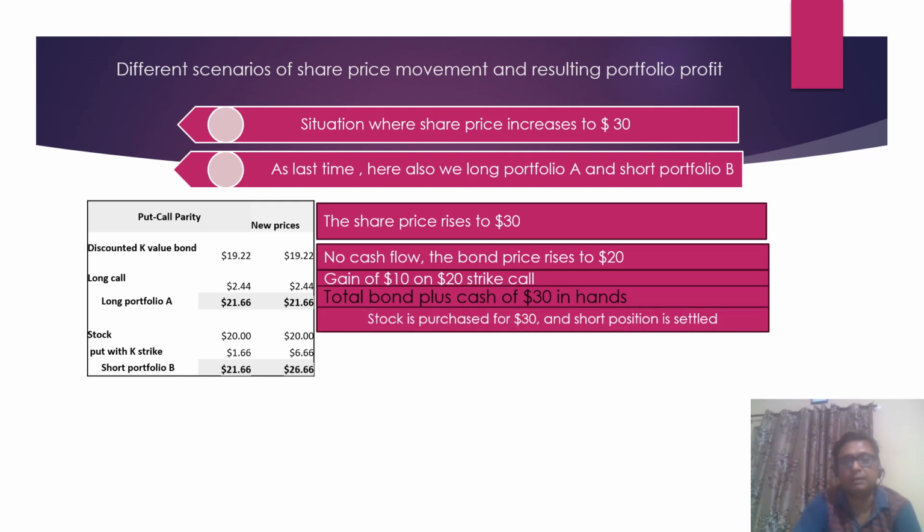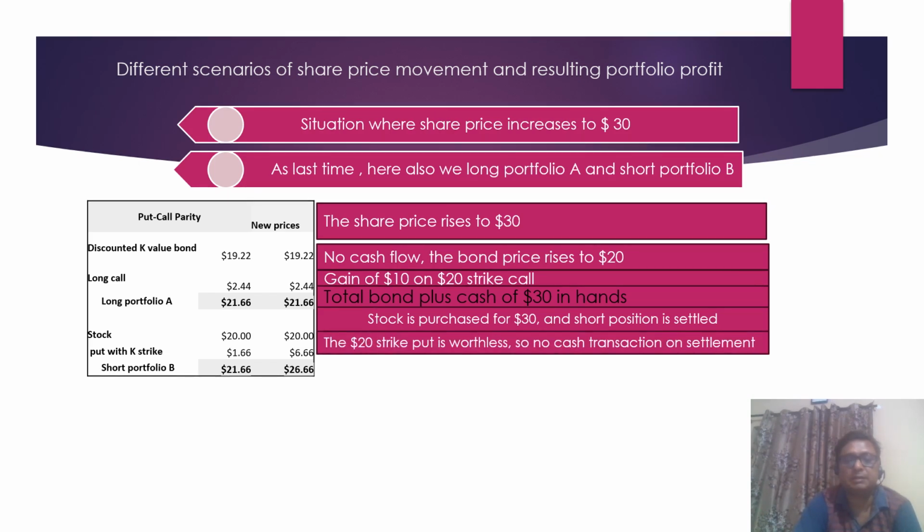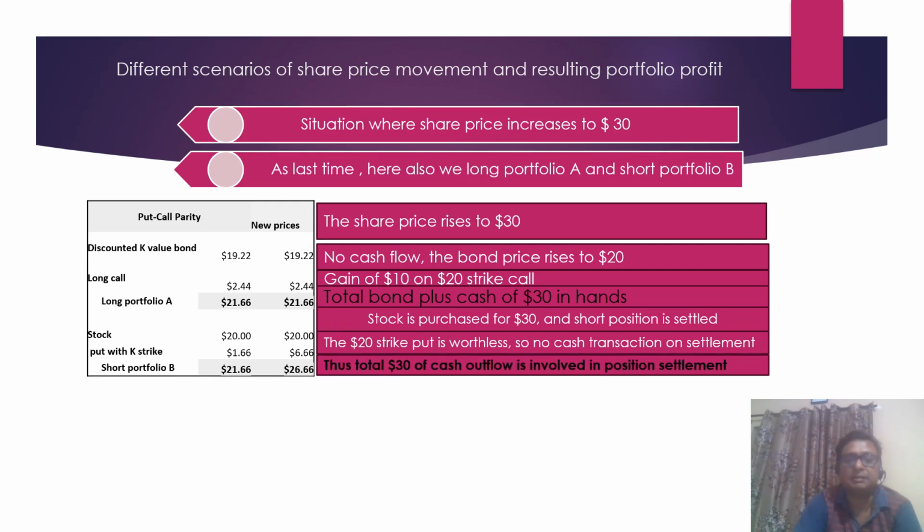Now let's see what happens to portfolio B. Since we shorted the stock at $20, now the stock needs to be repurchased for $30 and the short position is settled. The $20 strike put is worthless, so no cash transaction on its settlement. Thus a total of $30 of cash outflow is involved in the position settlement of portfolio B.